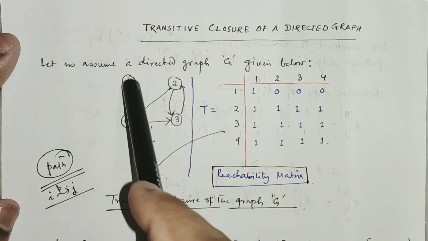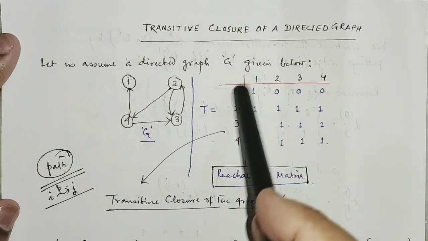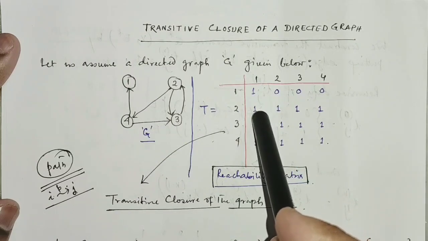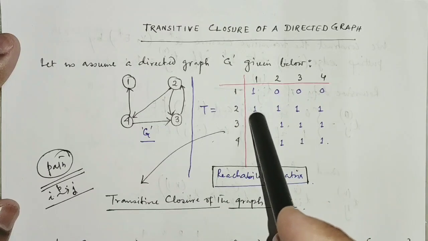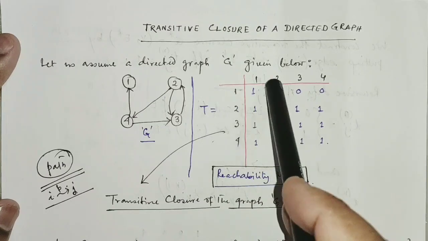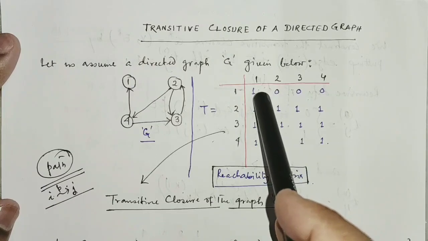Yes, 2 to 4, 4 to 1. So there is a via path. So that's why the 2, 1 entry is 1. So you can reach from vertex number 2 to vertex number 1. That's why the entry is 1. Okay. Then 2 to 2, self-reachability, I told you, that was 1 for 1 to 1.